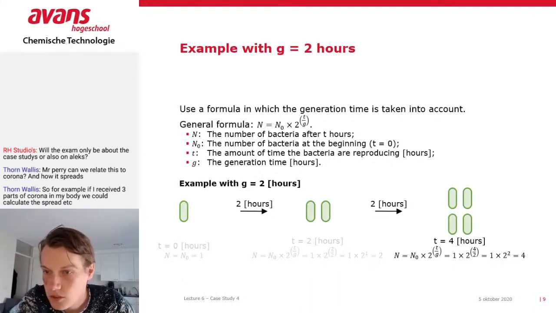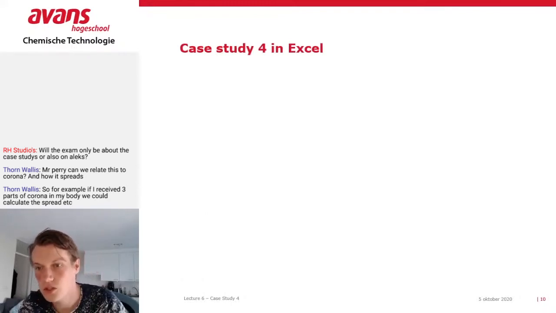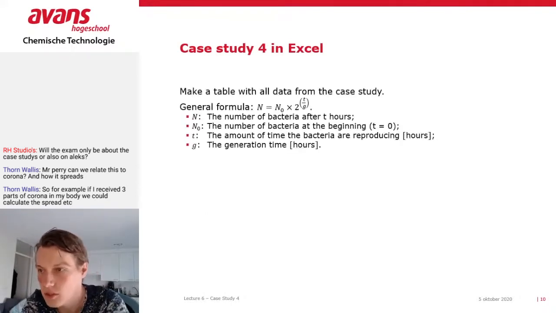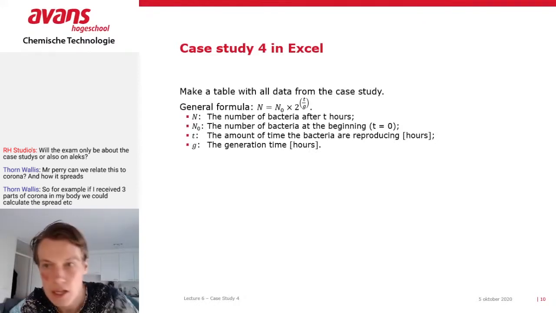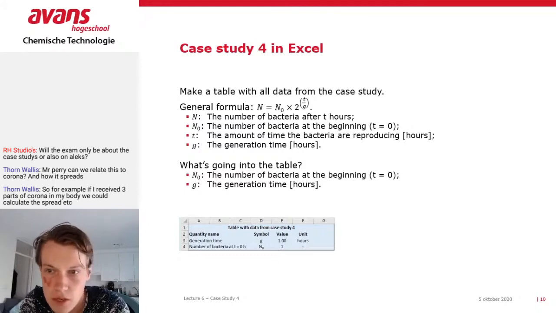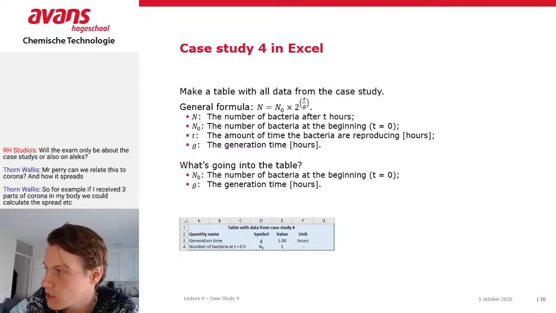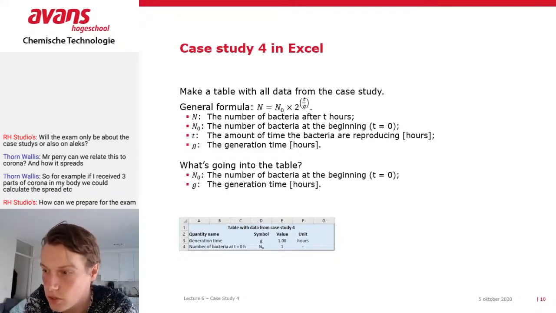Well, if there are no further questions, then I'll start with some stuff about case study 4 in Excel. So you have a formula you want to make a model of in Excel. We want to do some calculation in Excel. In this case, there are 2 things you know: you know the generation time of your bacteria, and you know the amount of bacteria you're starting with. You can make a table just like you did for the other case studies by making a nice table in Excel. And on Blackboard there is a video you can use to see how it works.